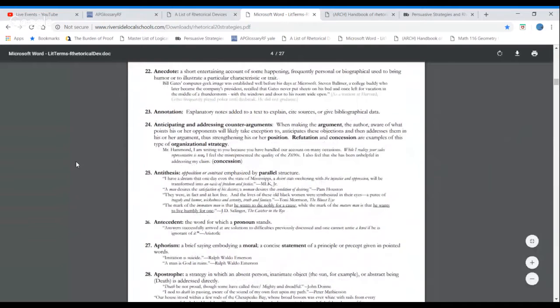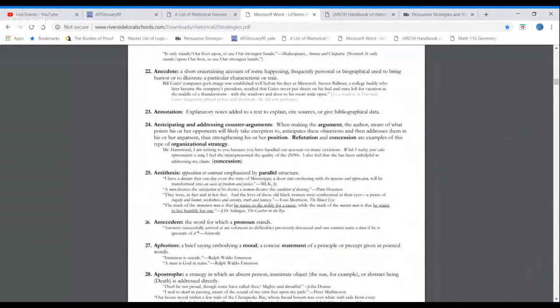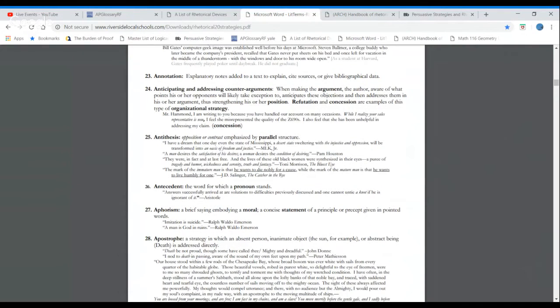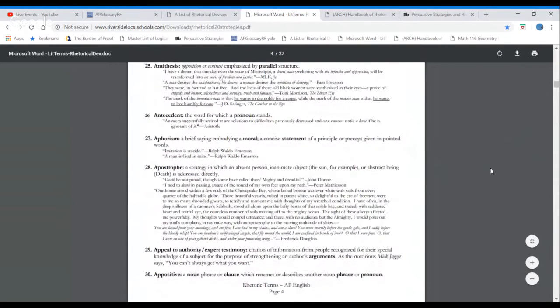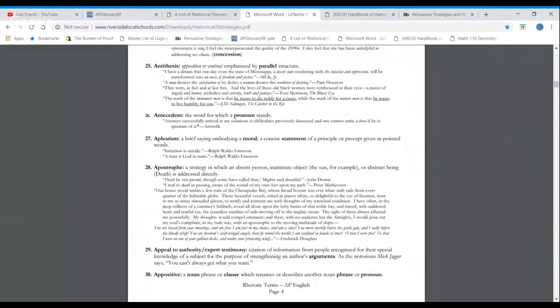Anticipating and addressing counter-arguments. When making the argument, the author is aware of what points his or her opponents will likely take exception to, anticipates these objections and addresses them in his or her argument, thus strengthening his or her position. Refutation and concession are examples of this type of organizational strategy. Antithesis, opposition or contrast emphasized by parallel structure. Antecedent, the word for which a pronoun stands.